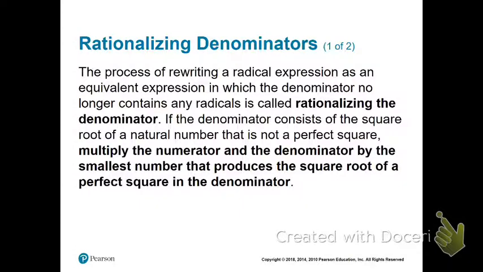So if the denominator consists of the square root of a natural number that is not a perfect square, we're going to multiply the numerator and the denominator by the smallest number that produces the square root of a perfect square in the denominator. So we're going to make sure that if we're doing the square root, we have 2 of a kind. If we're doing a cube root, which we'll talk about later, then we'd have to have 3 of a kind there. So we're going to make sure we have the number that we need so that we can actually take the square root of it.